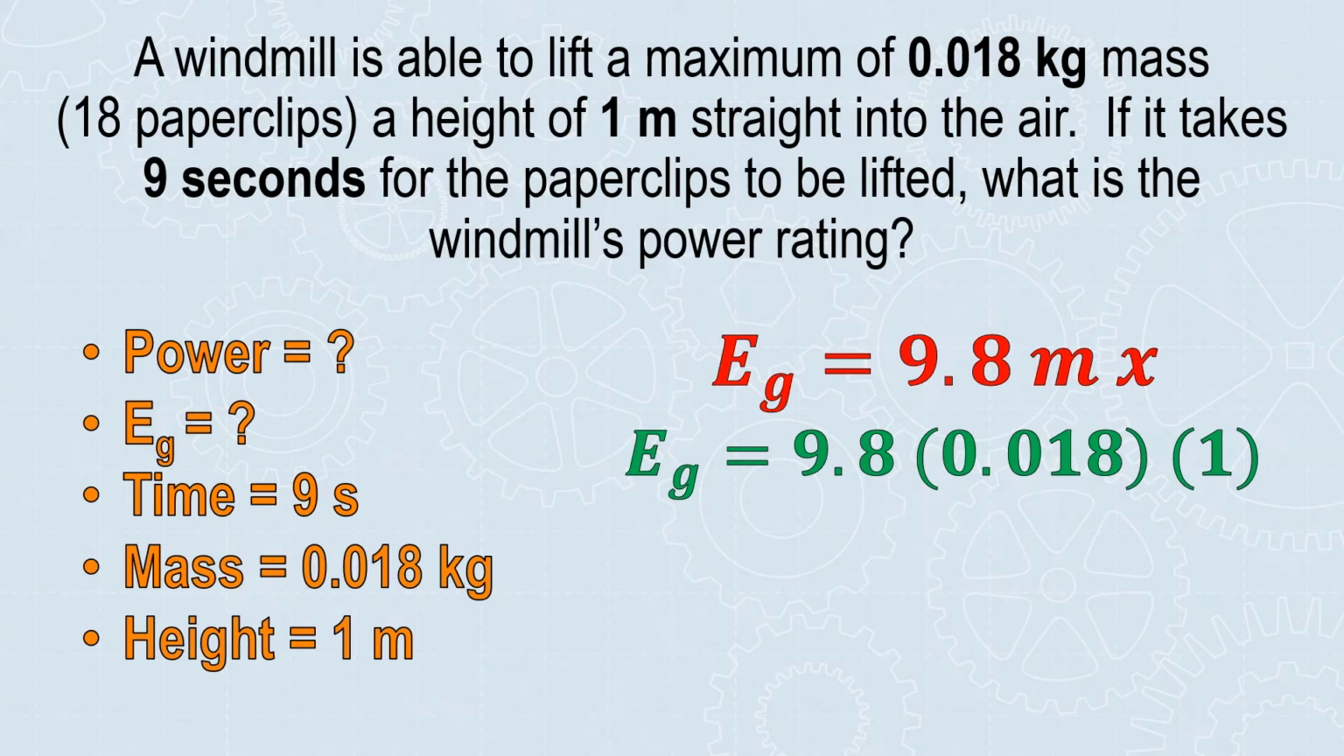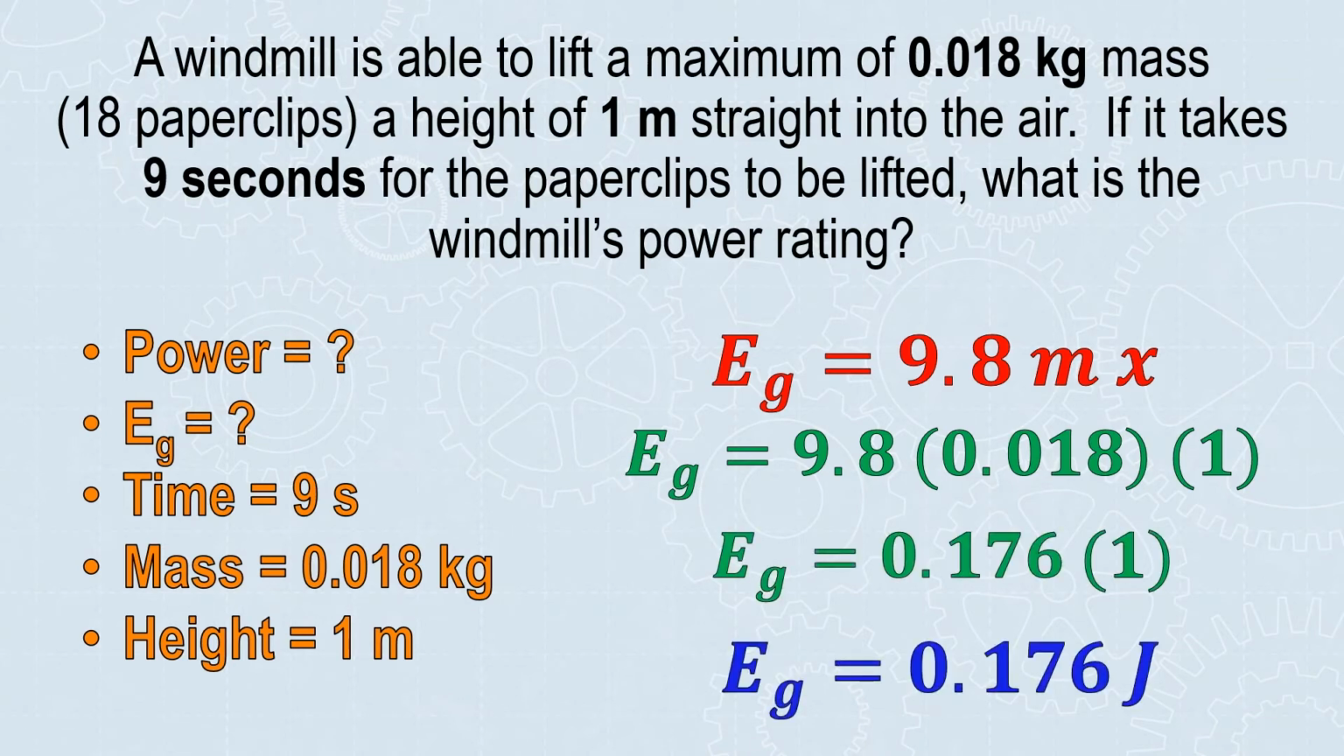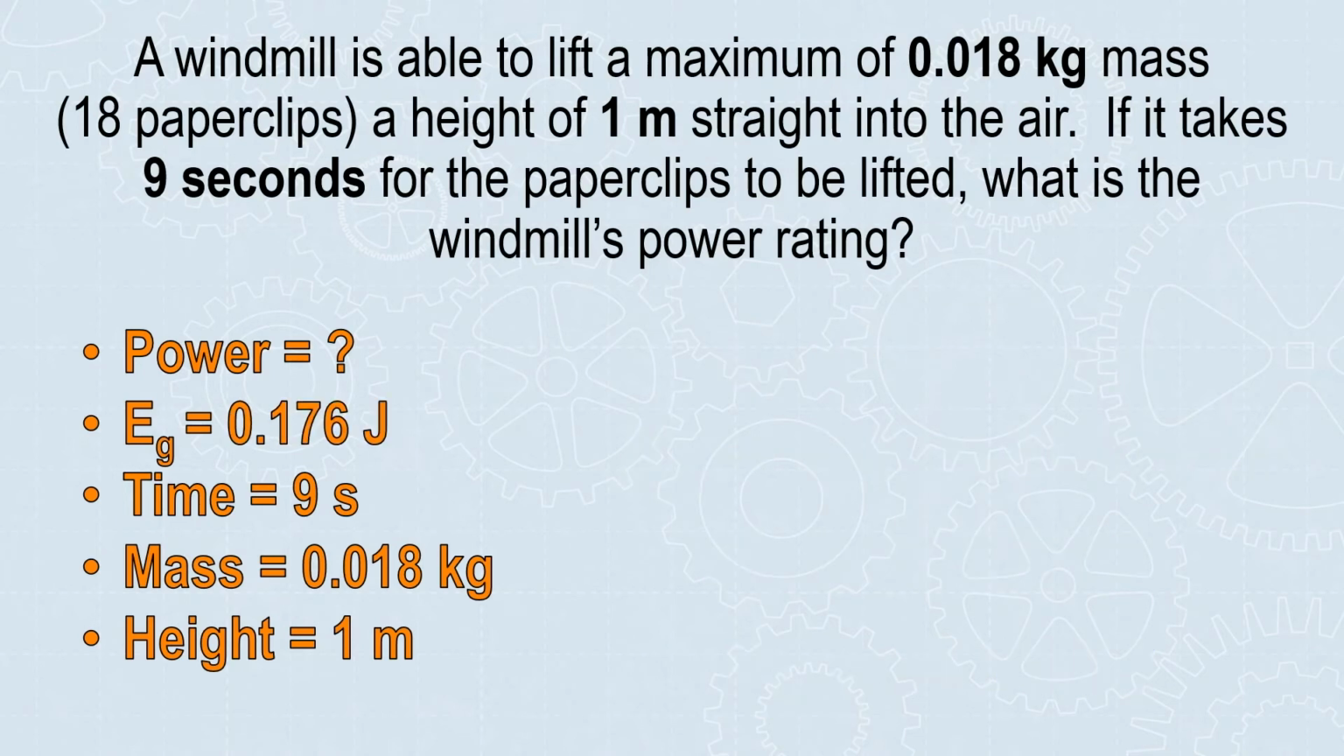Now I'm just going to multiply everything together because it's order of operations. So it took about 0.176 joules of energy to lift those paper clips up. That means that if the paper clips fell, they would start with a potential energy of 0.176 joules. Once you have the energy, you can find the power.